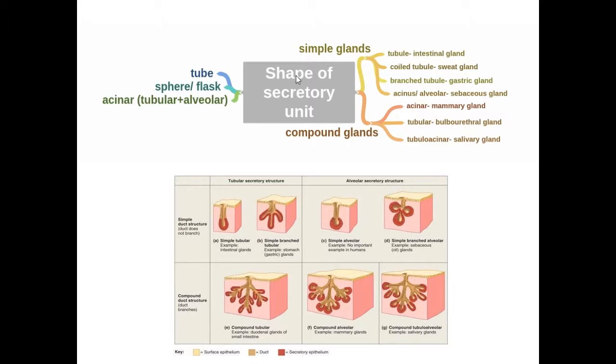Simple glands have their secretory unit in the form of tubule present in intestinal gland, coiled tubule which is present in the sweat gland, branched tubule in gastric gland, and acinus or alveolar in sebaceous gland. Compound glands can be in acinar form which present in the mammary gland, tubular form in bulbourethral gland, and tubulo-acinar in salivary gland.